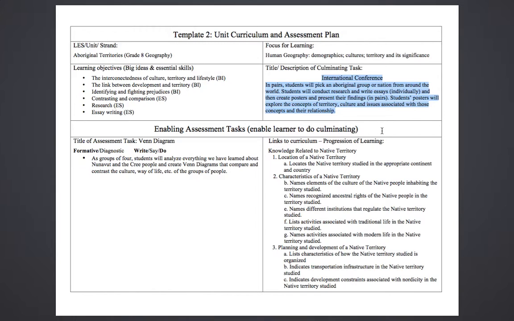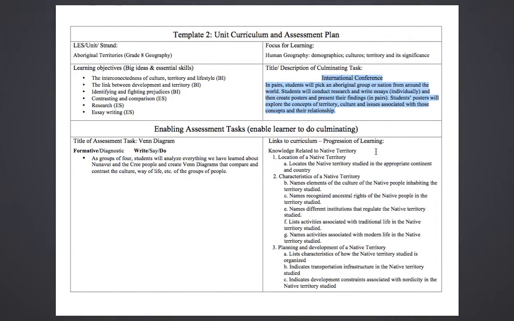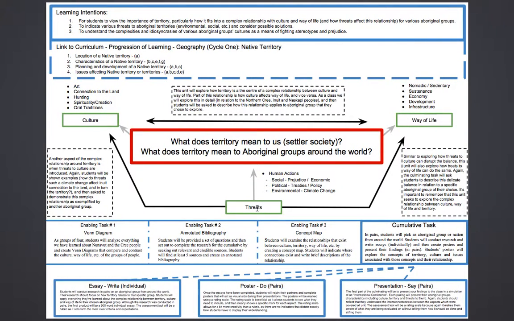So the culminating task is called the International Conference, and what it has students do is, in pairs, conduct research about an Aboriginal group around the world that they've chosen. Once they've conducted that research, they're going to write essays individually that ask them to explore the relationship between culture, way of life, and territory for the group they've chosen to study, and then give some specific examples of threats and how they might impact that relationship.